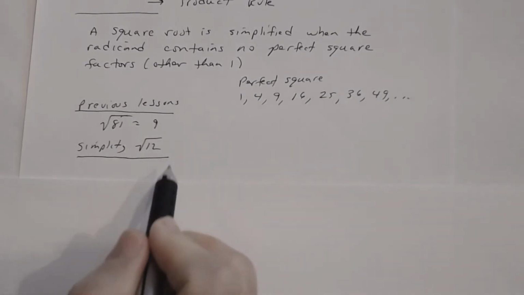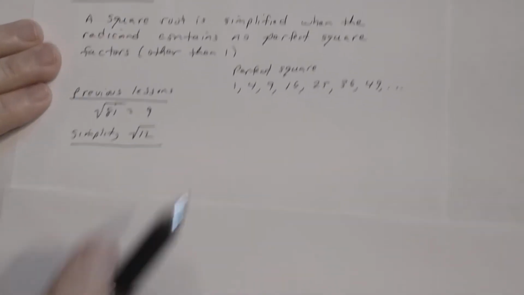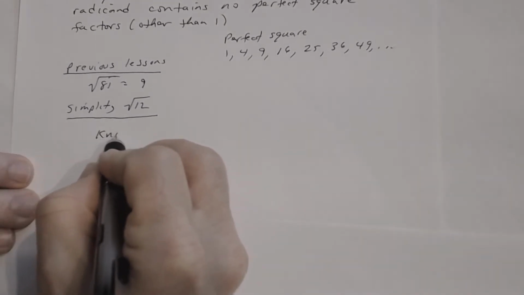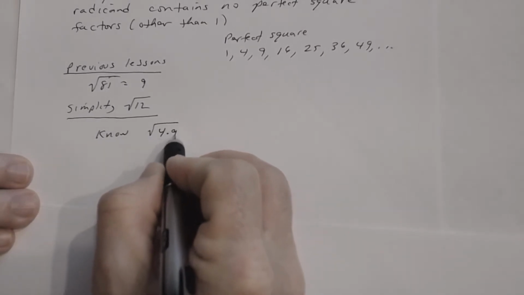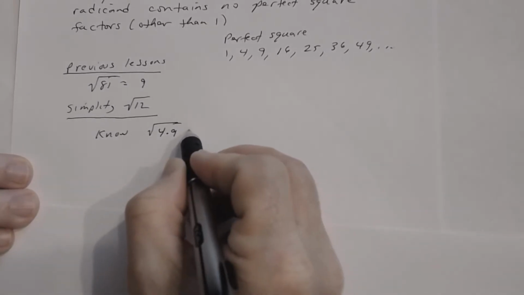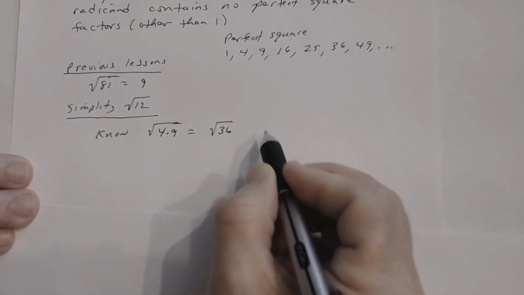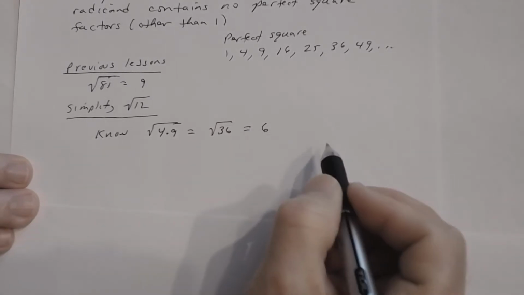Now, we're going to come back and do this in a little while, but I need to talk about the product rule now. So let's talk about the product rule. We know that the square root of 4 times 9 is the square root of 36, because 9 times 4 is 36. And since 36 is a perfect square, that's just equal to 6.